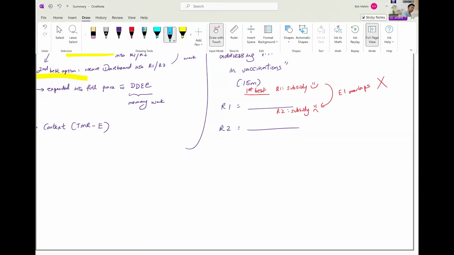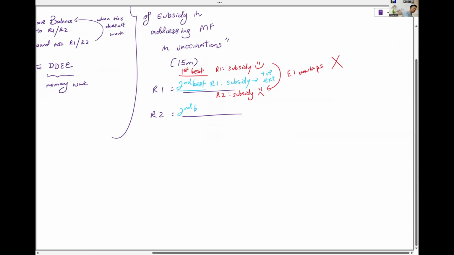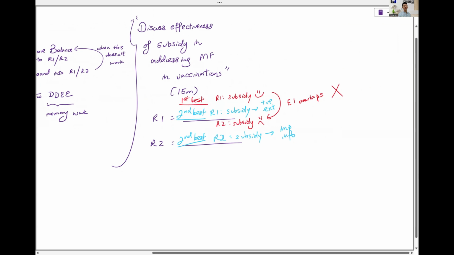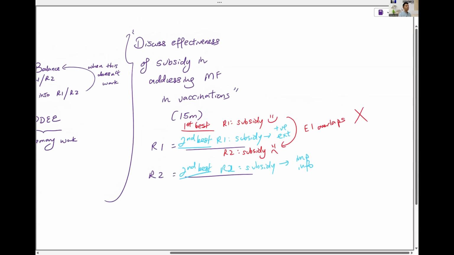Okay? Second best option, R1, subsidy addresses positive externality problem. And then your second best here, R2, subsidy addresses imperfect info. Are we okay? I cannot write about equity here. Why? I cannot use equity in this answer. Do you know why? There's something in the question that does not allow me to invoke equity. Yes. Market failure excludes equity, you know. Do you know that?